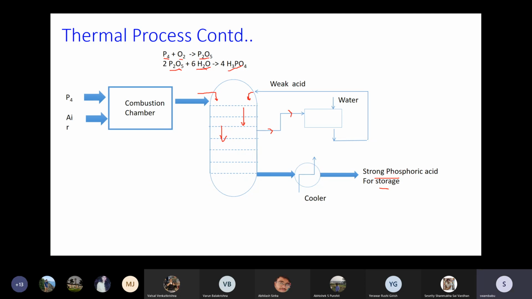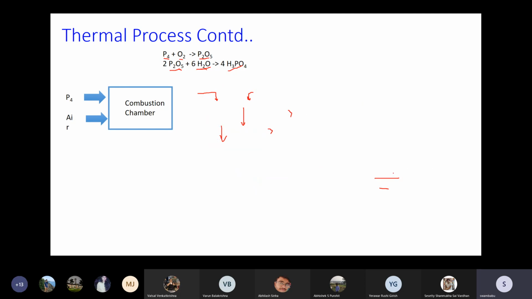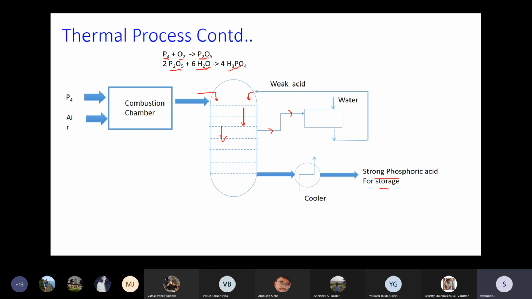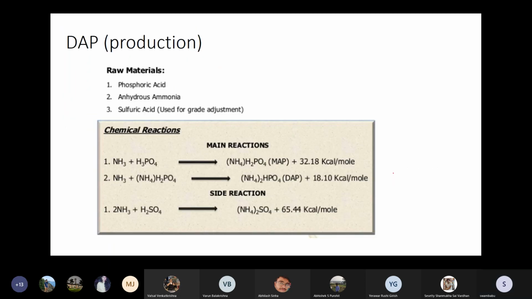So this is the thermal process. First we produce the white phosphorus from heating, then oxidation followed by absorption with the weak acid. So that's about phosphoric acid production. Both the wet chemical method and the thermal method have been discussed.